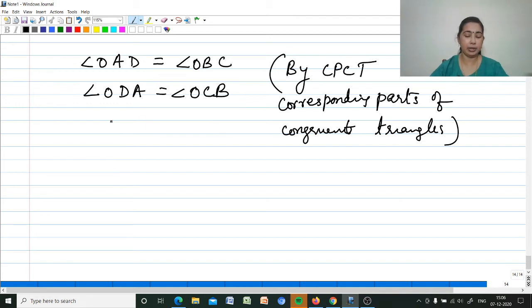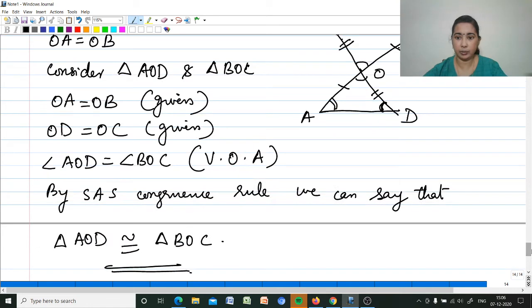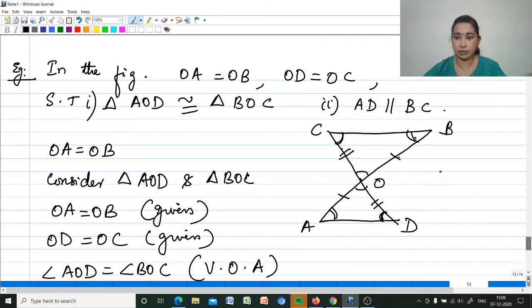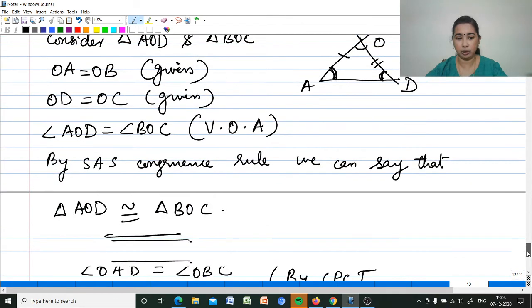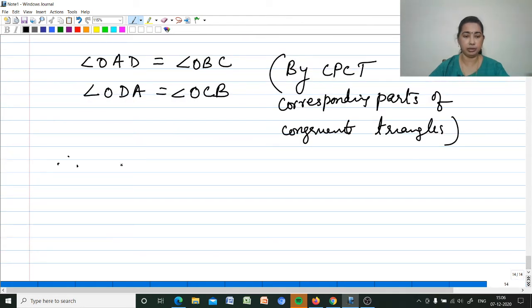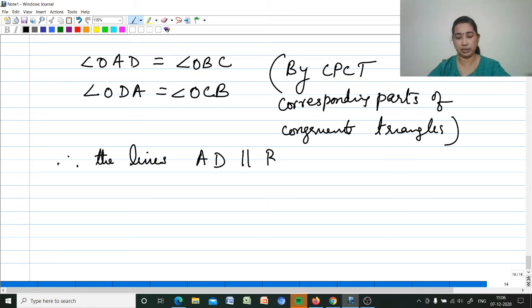If two angles are equal, this angle equal to this angle, what can you say about these two lines? Those lines will be parallel because those are alternate angles. Alternate angles are equal means that lines will be parallel. So here alternate angles are equal, therefore the lines AD is parallel to BC. That's what you have to prove in that question.